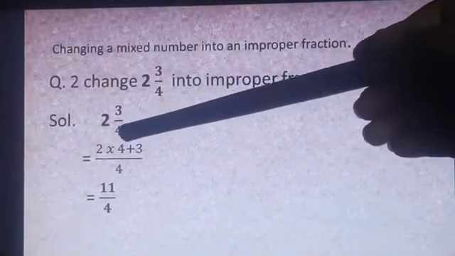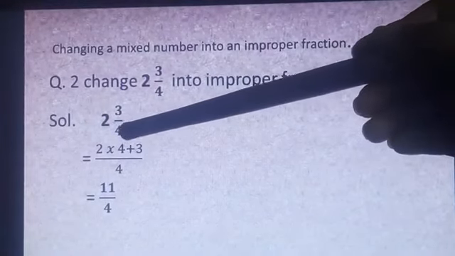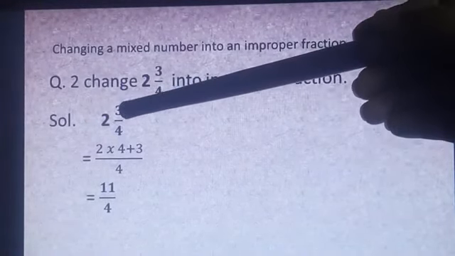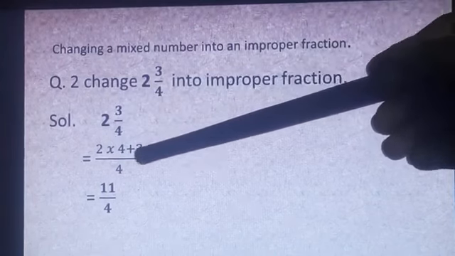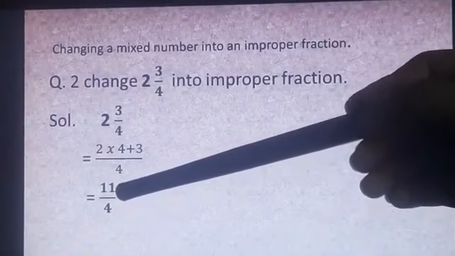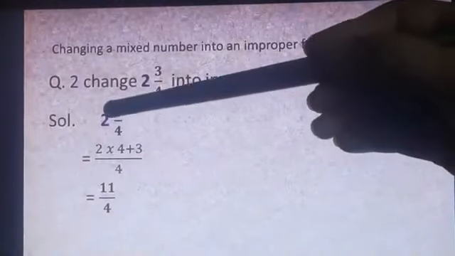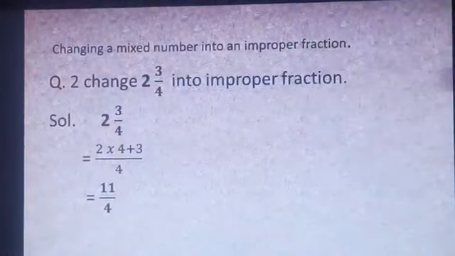So 4 multiplied by 2. 4 twos are 8. Plus 3. So 8 plus 3 is 11. The denominator will be 4 only. So it is changed into 11 upon 4. Understood? 4 multiplied by 2 plus 3, upon 4.